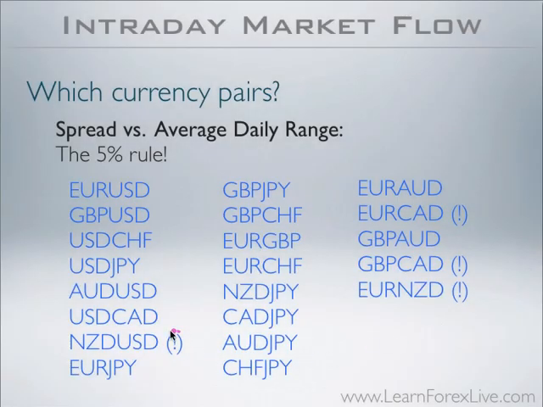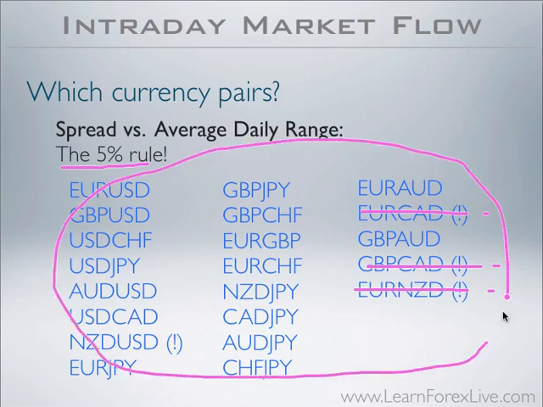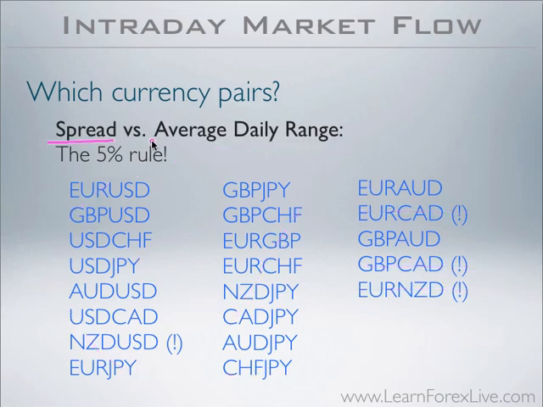Now, as you can see, there are a few of them that I've marked with an exclamation mark. The New Zealand dollar against the American dollar should be okay on most brokers, but on the euro against the Canadian dollar, sterling pound against the Canadian dollar, and the euro against the New Zealand dollar, do not be surprised if your broker doesn't quite fulfill that 5% rule on those three currency pairs. But all the rest, on the majority of the brokers that I've checked, should be okay, and indeed the spread versus average daily range ratio should fall below that 5% limit.